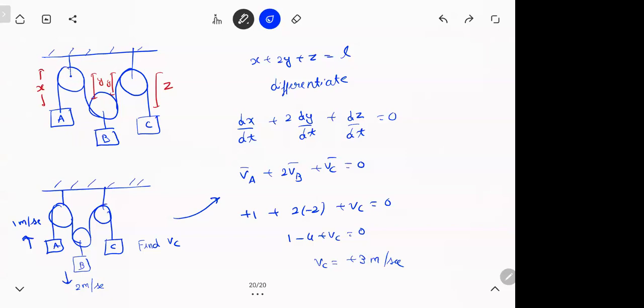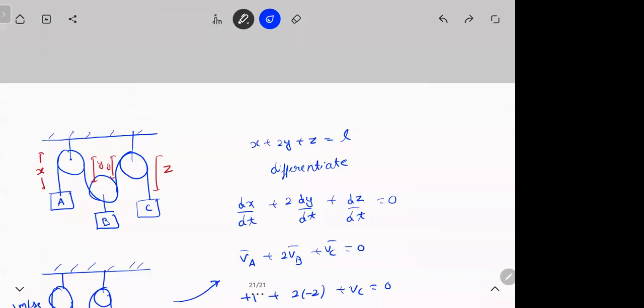Okay, next one. So let's see method 2, how it works. So method 2, there are different names for it. Virtual work method, power method, tension method. So we'll call it power method.